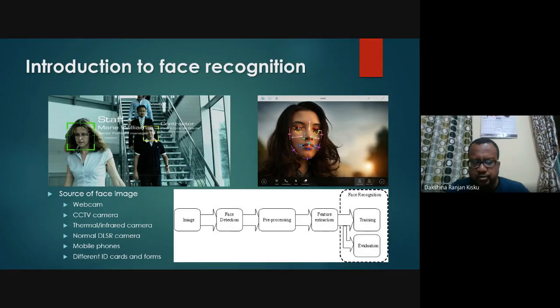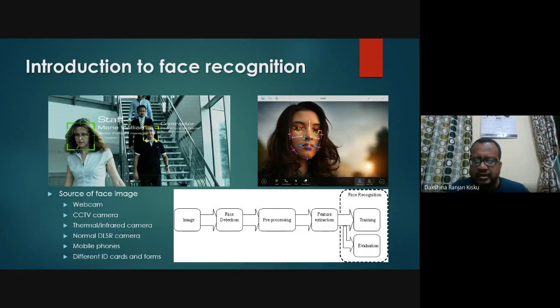So depending upon the application area, the design complexity, and the requirement of the face recognition system. Here the application area is very important. If we use face recognition for a small set of subjects or a small set of persons, then the design complexity will be reduced, because there is a small set of population, and for this small set of population we don't need any complexity in the face recognition system.